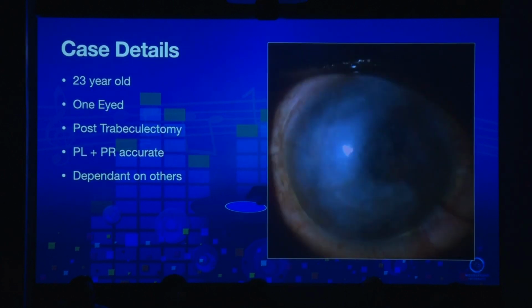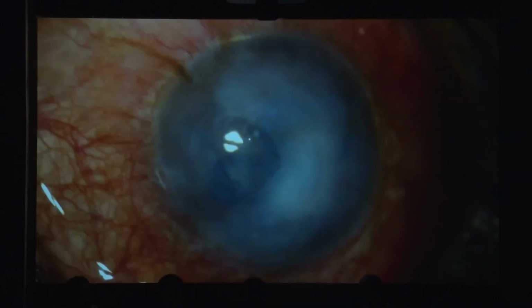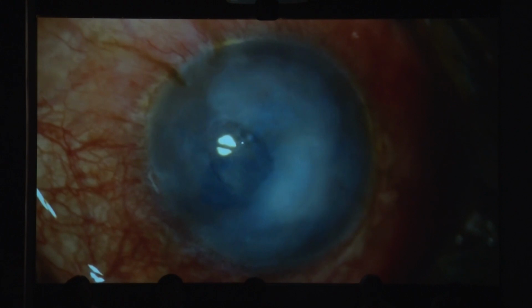So the case details are a 23-year-old gentleman, one eye, status post-trabeculectomy, the vision being PL present and PR accurate, and he was dependent on others for the simplest of daily tasks. If you look at the picture, there is a thick fibrotic Descemet's membrane or retrocorneal membrane and 360 degrees of central and peripheral anterior synechiae. The question arose, what to do over here? Should you do a full thickness keratoplasty or would an endothelial keratoplasty do justice? So this was the case.